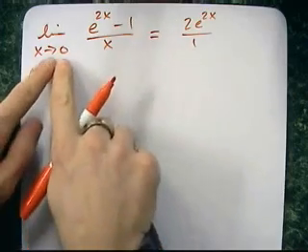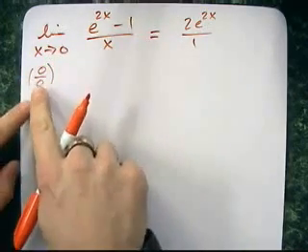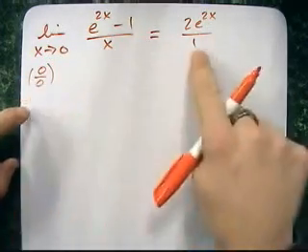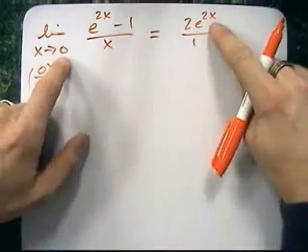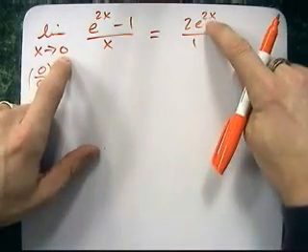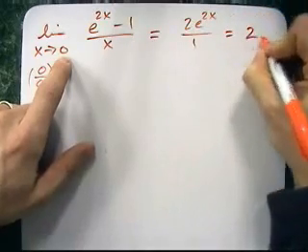Now we're going to plug in a 0. We can just straight evaluate this now. It's not in an indeterminate form, so I don't have to do it again. Plug in a 0 right there. e to the 0 is 1. 1 times 2 gives you 2. So this would equal 2.